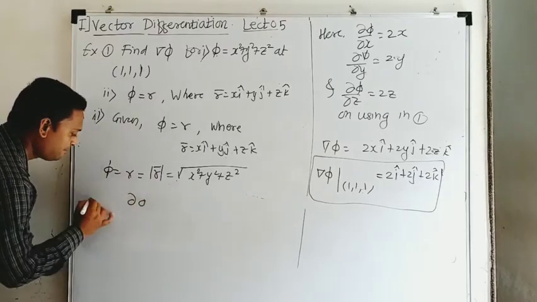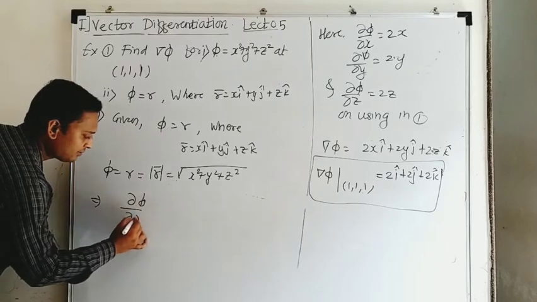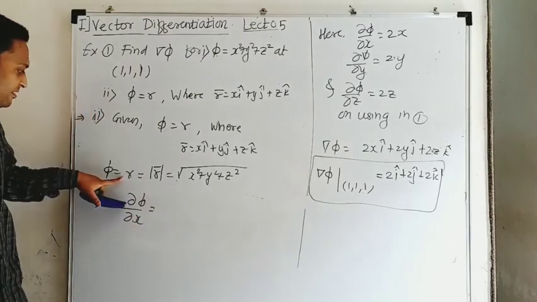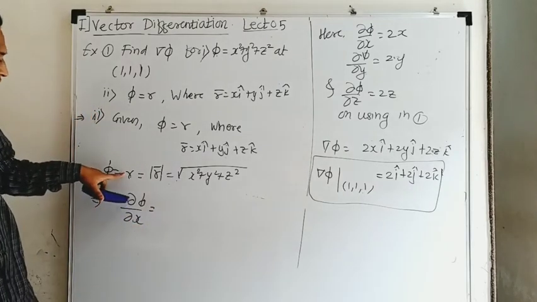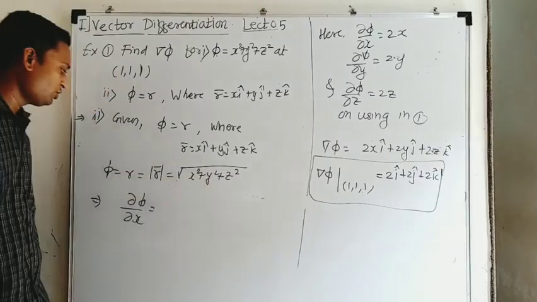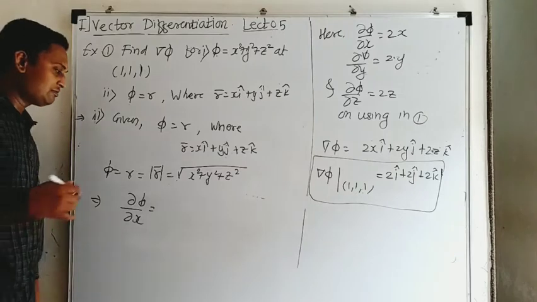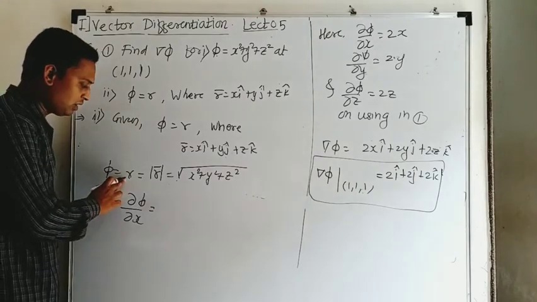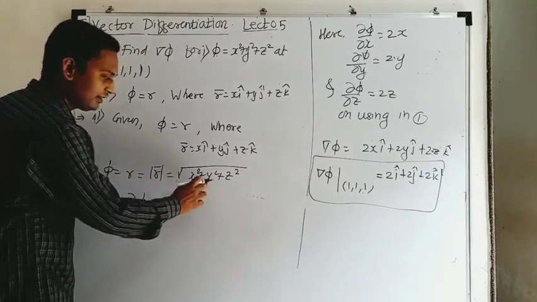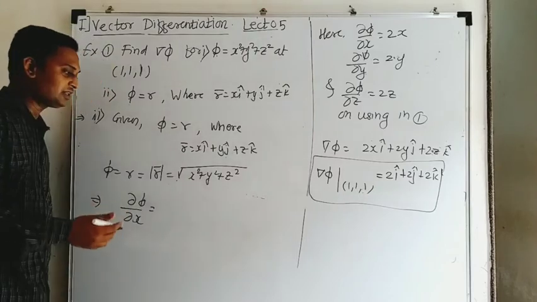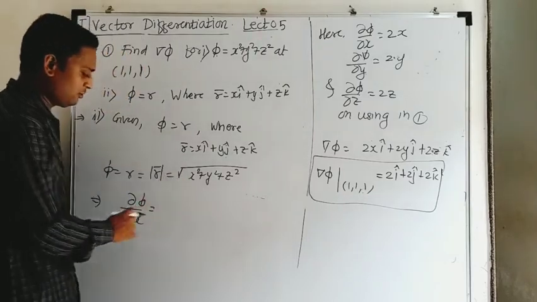Therefore del phi by del x. So phi is a function of r, and r is again a function of x, y, z. So it will follow that rule: del of f of phi, means first we differentiate with respect to r, or we can directly write the derivative of this. There is no need of doing that also. Directly we can find the derivative del phi by del x.